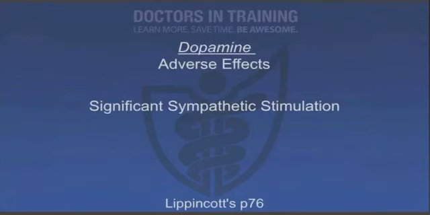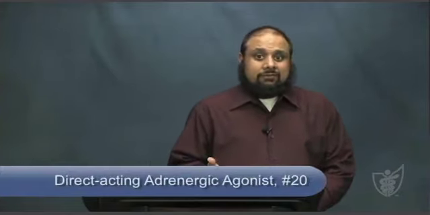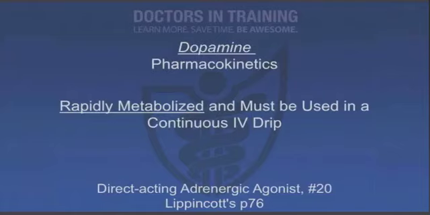A very important and really the cornerstone of treatment when we start talking about the treatment of shock in the ICU. Now, dopamine is not some panacea. It does have some adverse effects. It will cause a pretty significant sympathetic stimulation, so you've got to monitor your patients very closely in the ICU when you give it to them. And it's very rapidly metabolized, so the effect is very short-lived. You've got to keep them on a continuous IV drip of the stuff.